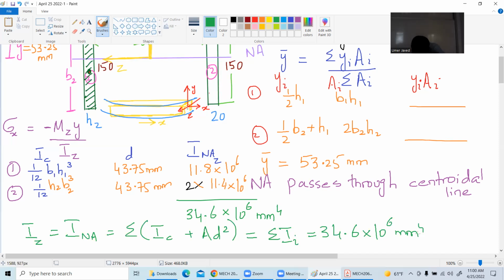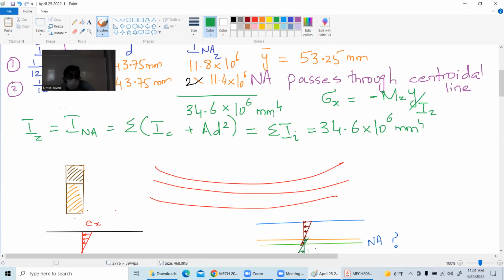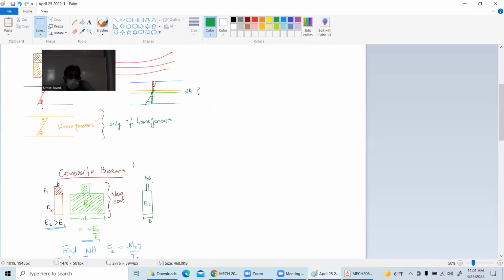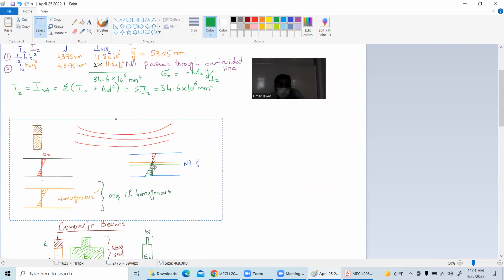How many agree? Okay. And last but not least, you will say stress is equal to minus Mz y over Iz. You have got everything now. If you have to find the maximum stress, you can easily find it. So let me do the maximum stress for you. Unfortunately, I don't have space. That's not good. Hang on with me. Is this clear or not? I thought it was clear.